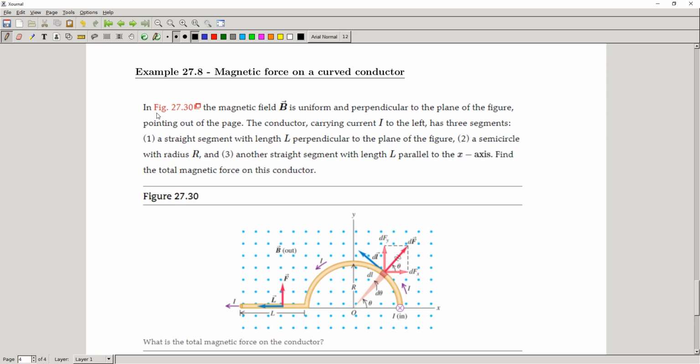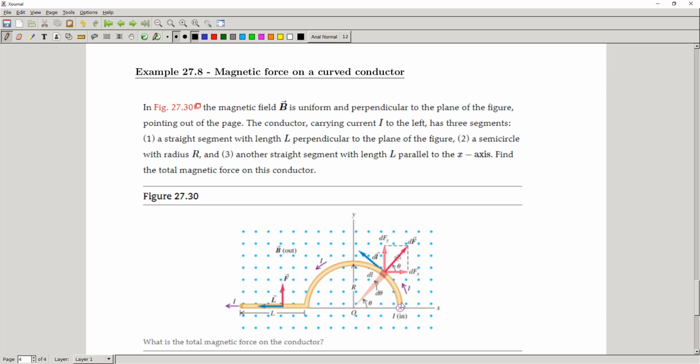It's like pointing out towards us, right? We see the dots, they're like darts heading towards us, okay? And so the conductor is carrying a current I, and it's sort of carrying it to the left here. So it's carrying it like up the wire toward us while it's here, and then it's carrying it around this loop, and then it's carrying it off to the left, right? So like up toward us, then around the loop, then over to the left. Okay, it all has to be going in one direction. That's how we know it's coming up this piece of wire that goes down into the page.